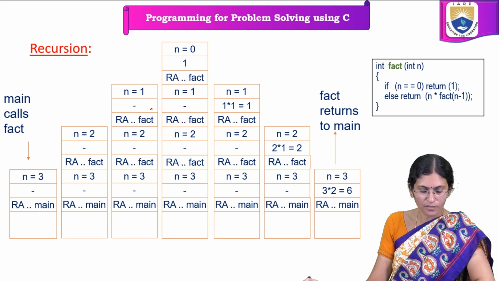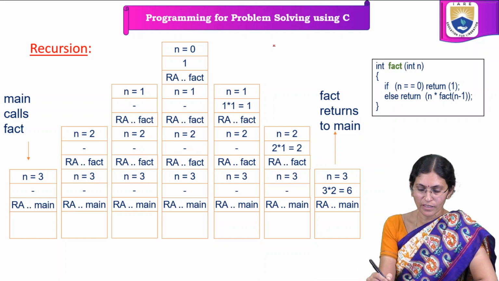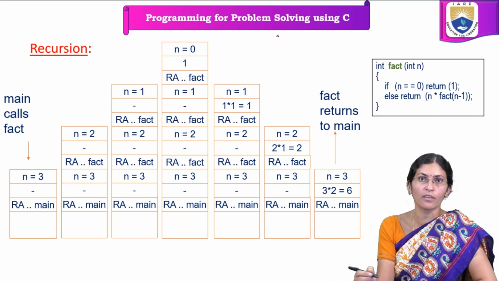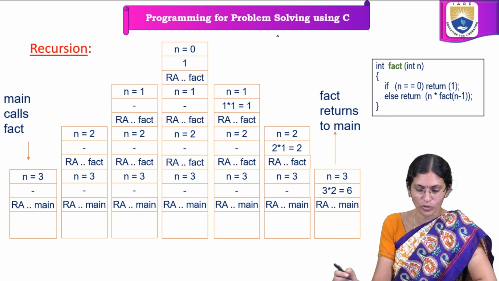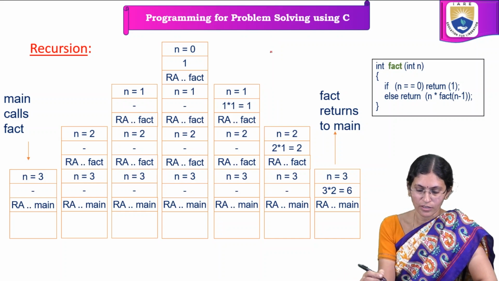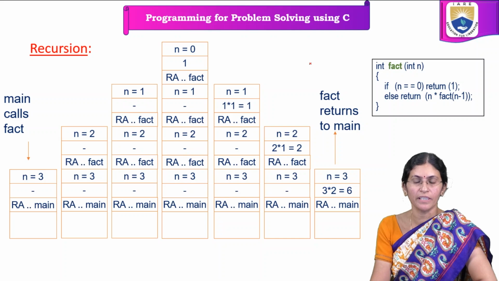Now let us see it with the help of one more concept, that is activation record. In the previous video lecture we discussed that whenever there is a concept of functions, then activation record is important. So we need to talk about activation record, and first let us see what is stack here. Whenever a function is called in the main function, the corresponding activation record is maintained in the stack.